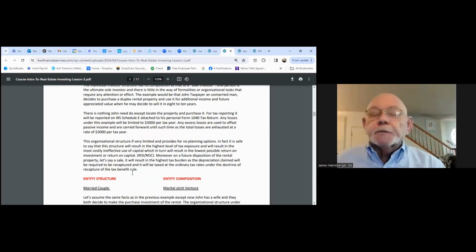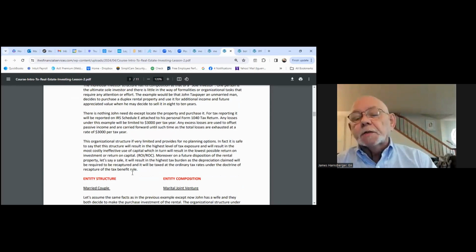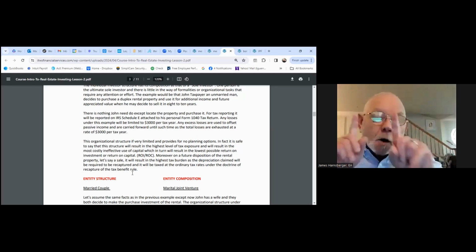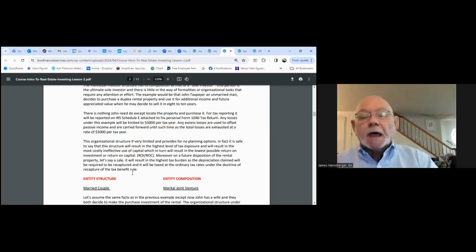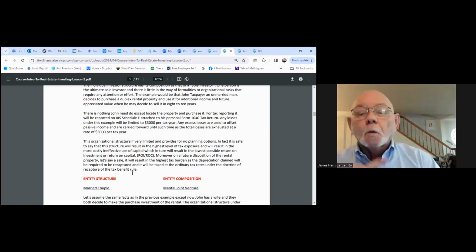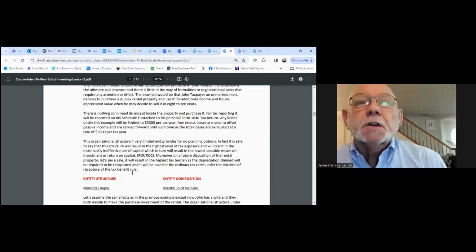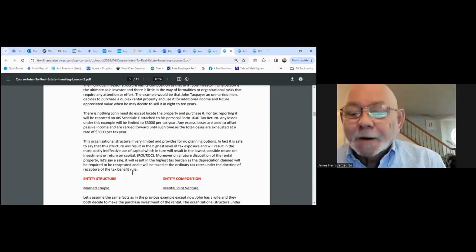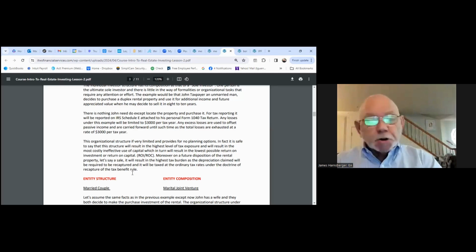You're going to be recapturing all of the depreciation under the tax benefit rule. So if you made $100,000, but you also claimed $100,000 of depreciation, you now have a $200,000 tax recognition event because you have to recapture all of that depreciation, whether you claimed it or not. And that depreciation is going to be taxed at your ordinary tax rate, not at your lower capital gain rate.